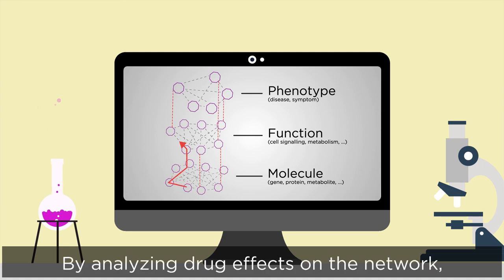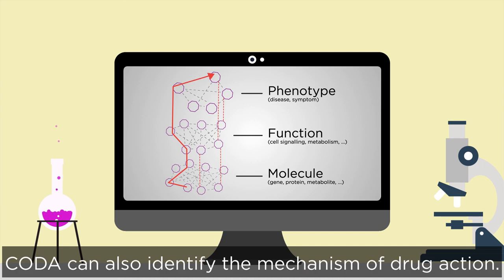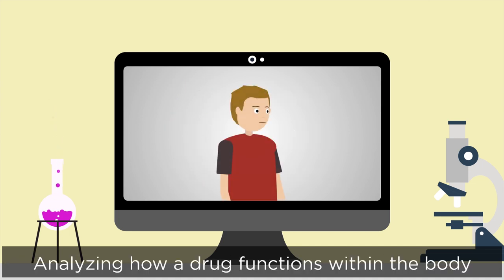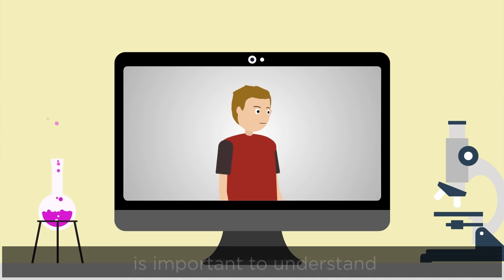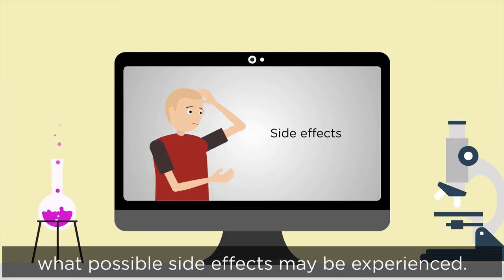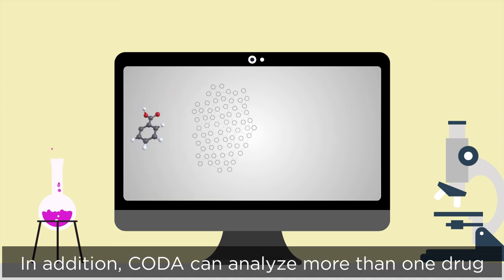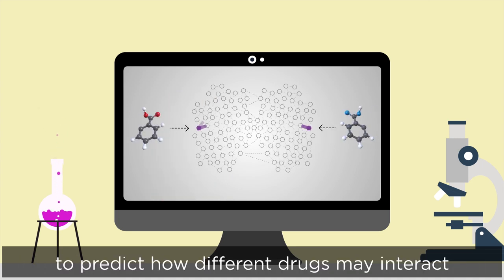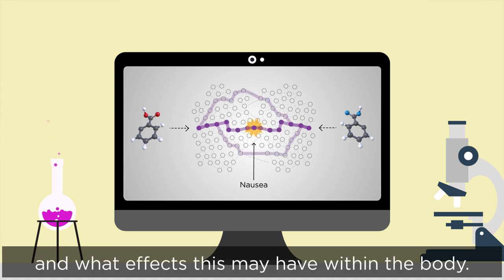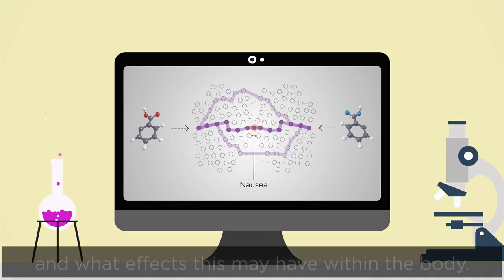By analyzing drug effects on the network, CODA can also identify the mechanism of drug action. Analyzing how a drug functions within the body is important to understand what possible side effects may be experienced. In addition, CODA can analyze more than one drug to predict how different drugs may interact and what effects this may have within the body.